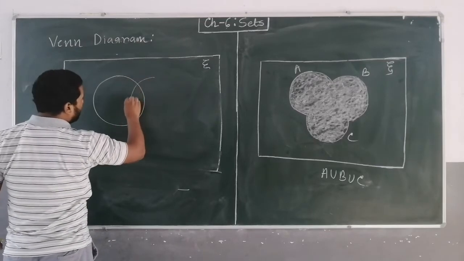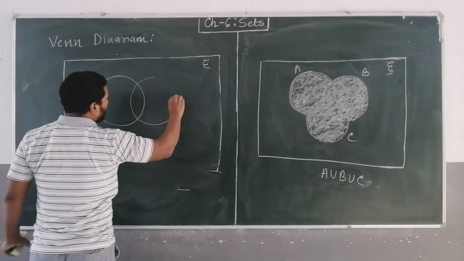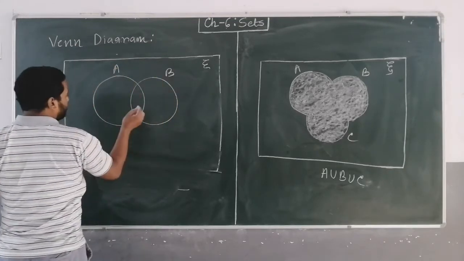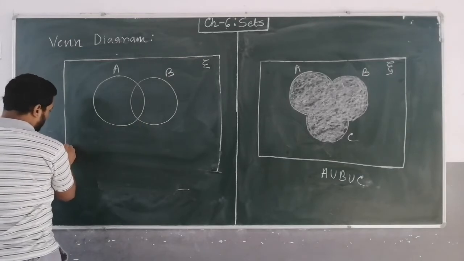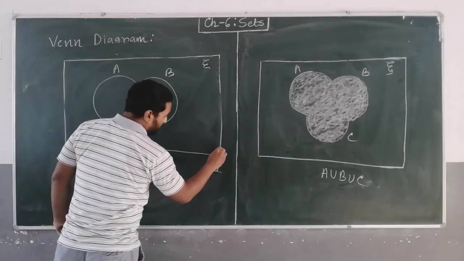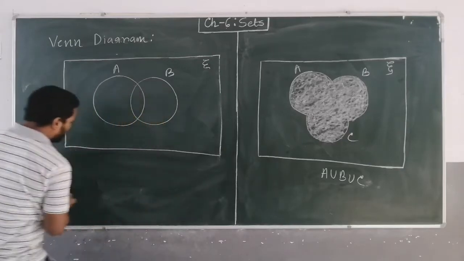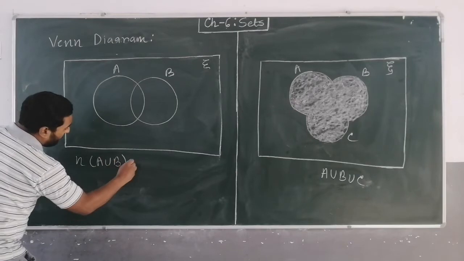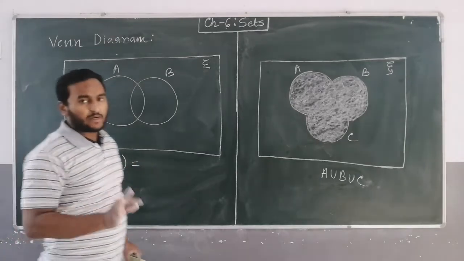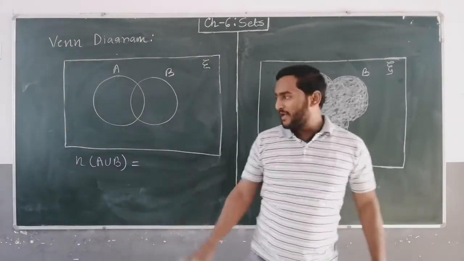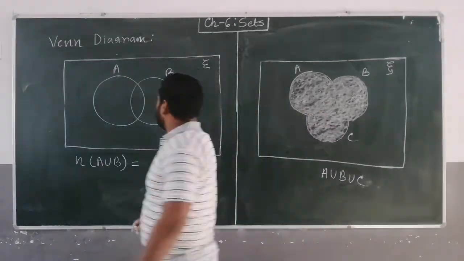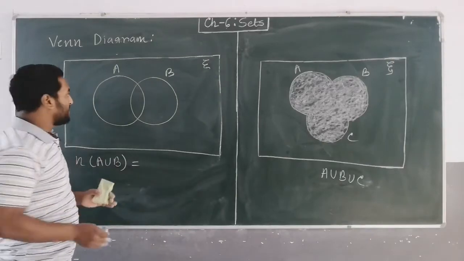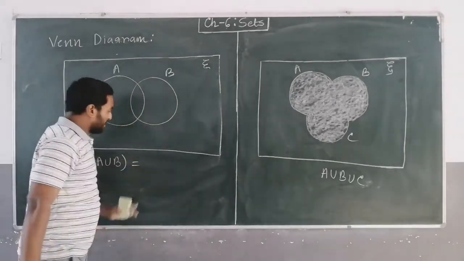Set A and set B. Two sets are there. So you have to find the cardinal number of, suppose, n of A union B. You have to derive a relation, that is, the cardinal number of A union B. It means in A union B, how many elements are there? The number of elements present in A union B, you have to write here.